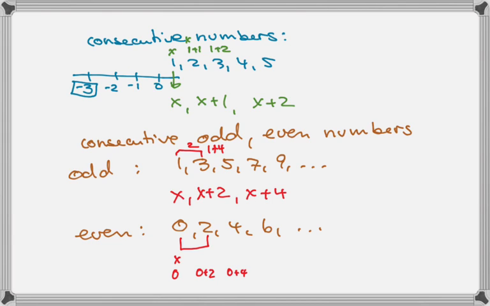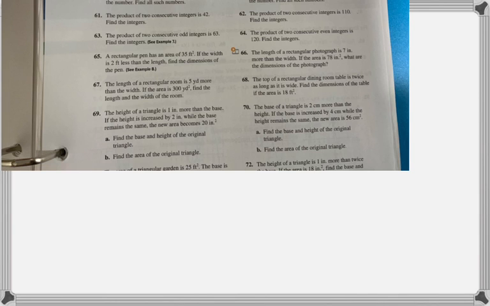Okay, keep that in mind. So odd or even have the same setup. If it just says consecutive numbers, then they have a difference of 1. Now we go back to our problem. 61 says, first of all, maybe I should review that.